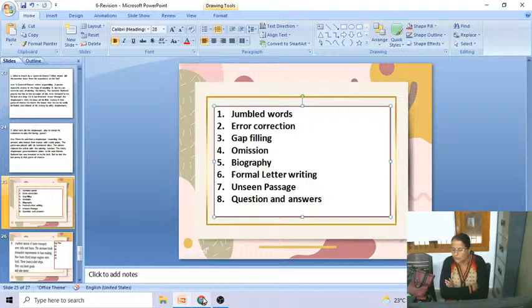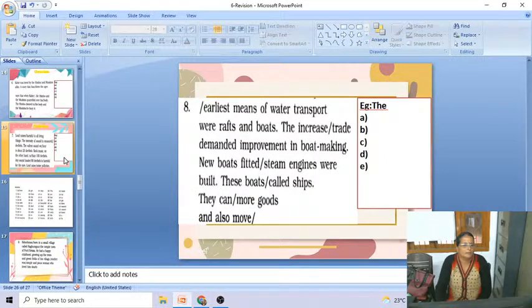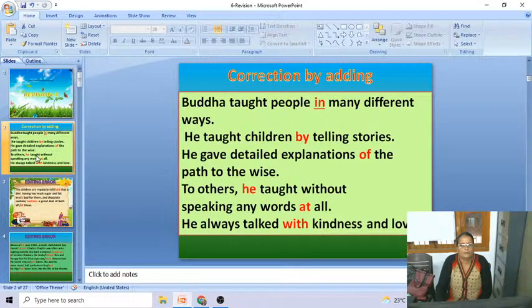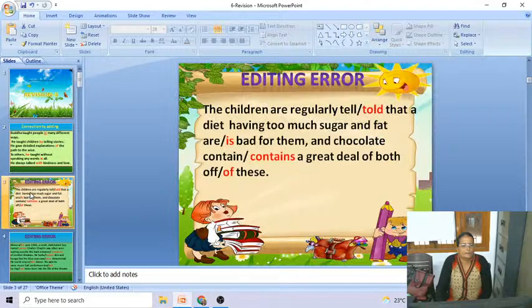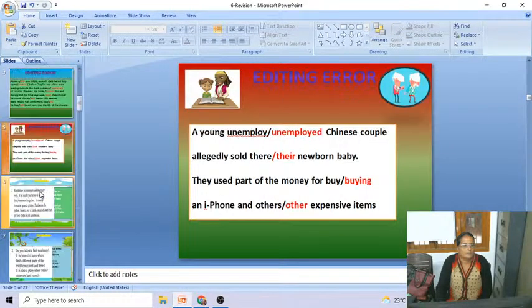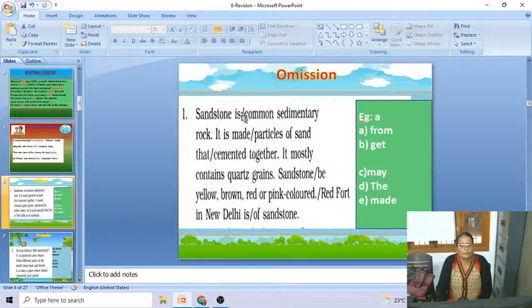Mom, what is omission? You have to omit the omission. Omission exercises, n number of practices we have done now. But here itself I think there is an omission. Correction by adding. Editing error. Omission. You see here.